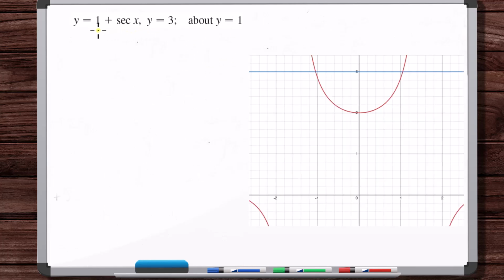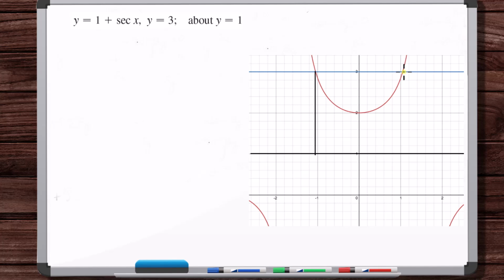Okay. The curve contained between y equals 1 plus secant x, that's this, and y equals 3, which is this, rotating it about y equals 1. So this is a little different. We're rotating it about this axis here. But this is still simple. This is where the center of the circle of each cross section is going to be.